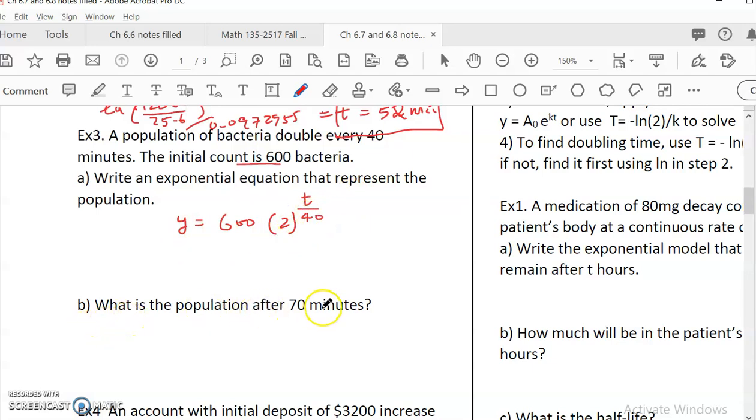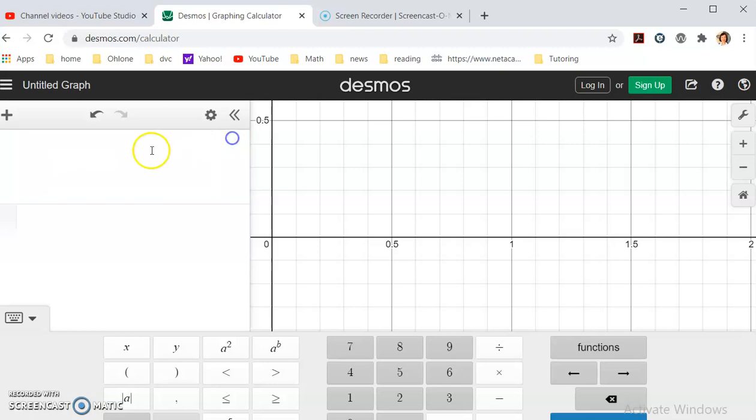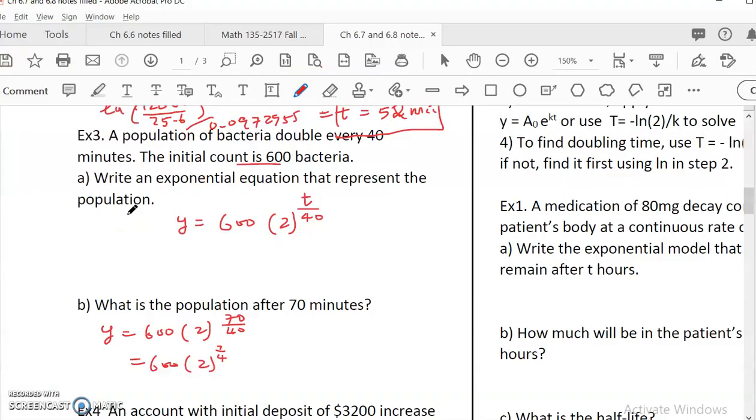What is the population after 70 minutes? So you just plug it in. y equals 600 times 2 to the 70 over 40. That means 600 times 2 to the power 7 over 4. Put it in the calculator. 600 times 2 to the power 7 over 4. So 2018 if you round it to a whole number, bacteria.